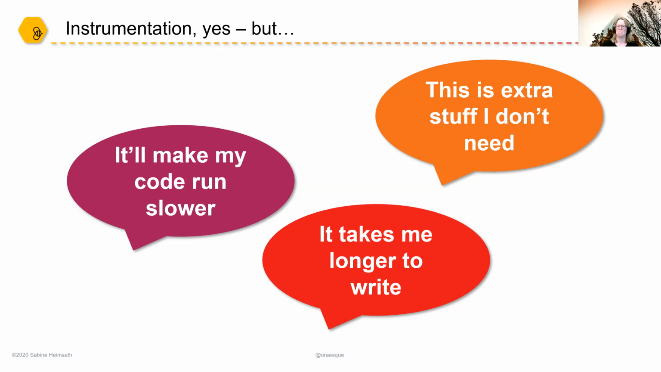I think you can see that these things do make sense, so instrumentation in general might help. Yes, it takes longer to write, but on the other hand, it saves time during development and in production because you know what's going on and you know where to look when something doesn't go well. So I think most of these arguments can be countered.